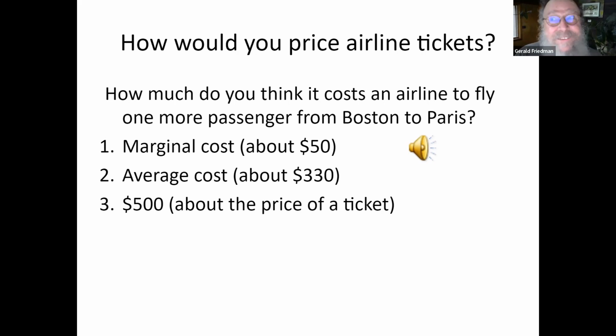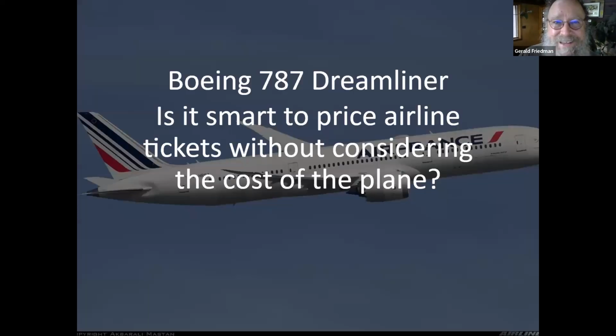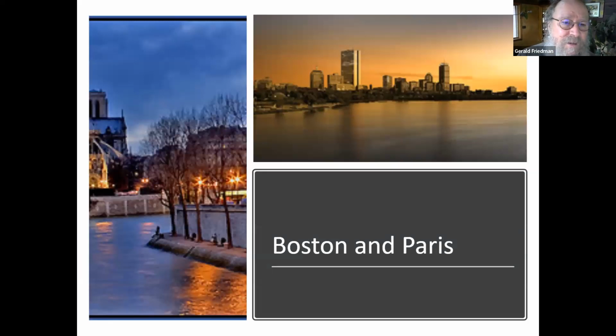these are tough decisions. And in fact, if you're on this flight, we'll talk about this some more another time. There's almost no two people on that plane who are going to be paying the same ticket price. They really do this dynamic pricing. Is it smart to price airline tickets without considering the cost of the plane? I mean, this Dreamliner goes for $750 million a piece. I don't know, something outrageous.